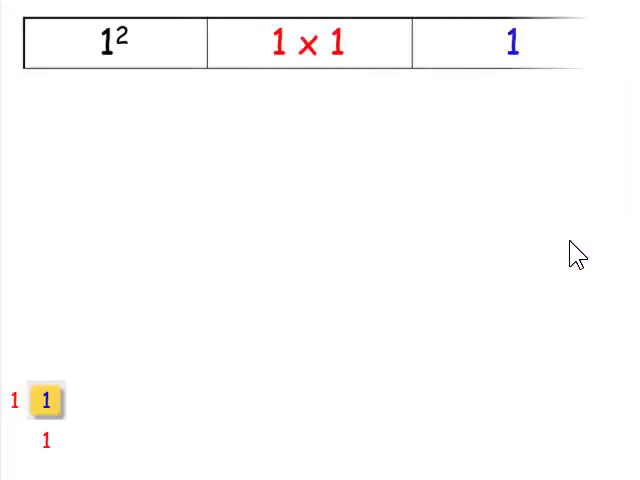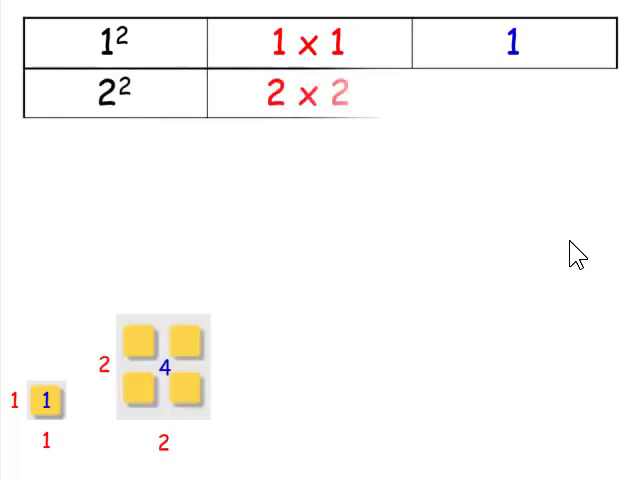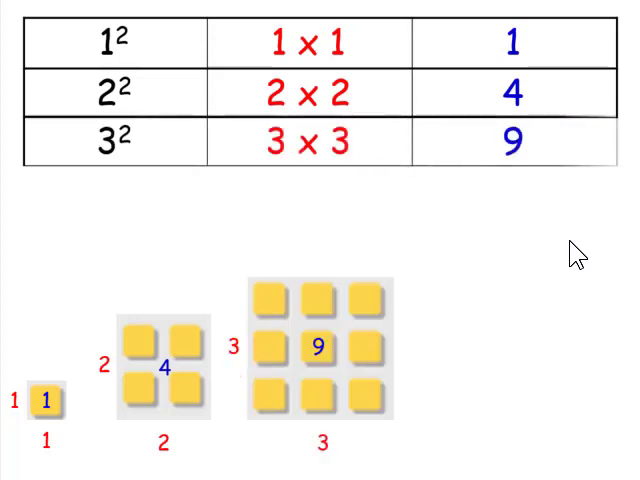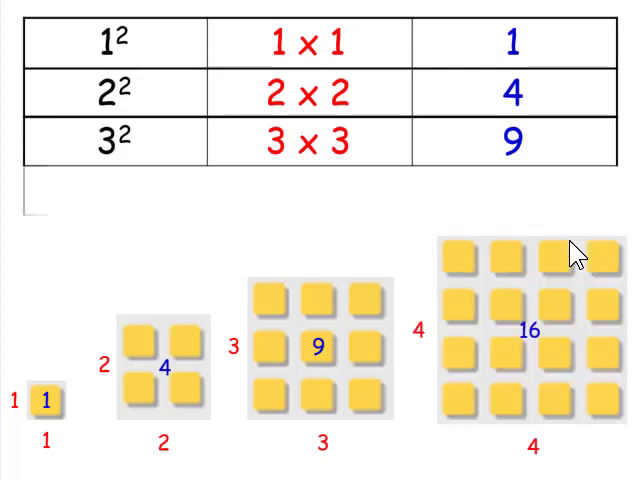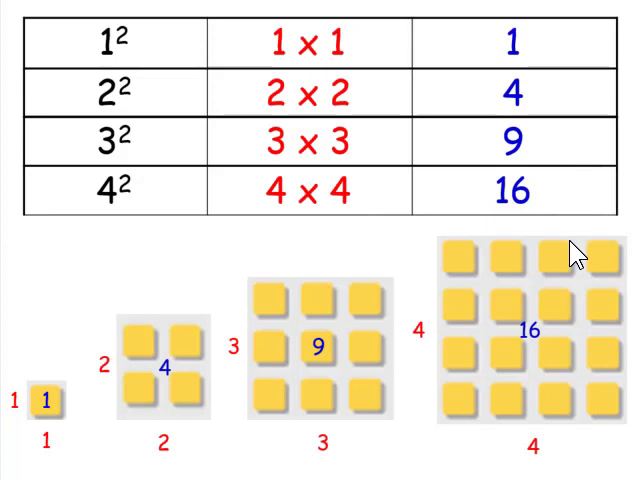When we see 1 squared, that means it's going to be a 1 by 1 square. And we use the term squared because we'll have 1 square. When we see 2 squared, it's going to be a 2 by 2 square. And we use the term squared because we'll end up with 4 squares. 3 squared is a 3 by 3 square. And we use the term squared because we'll end up with 9 squares. 4 squared would be a 4 by 4 square. And we use the term squared because we'll end up with 16 squares.